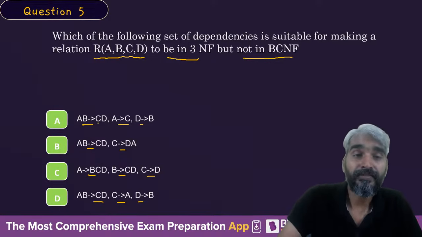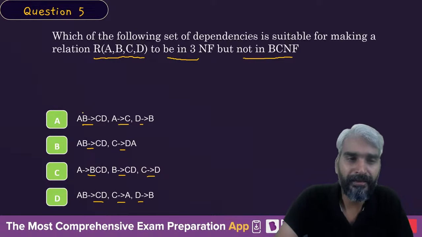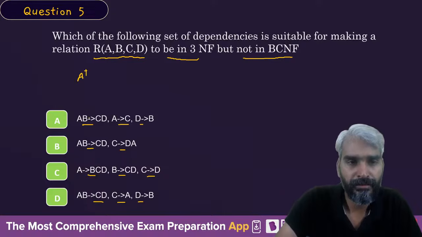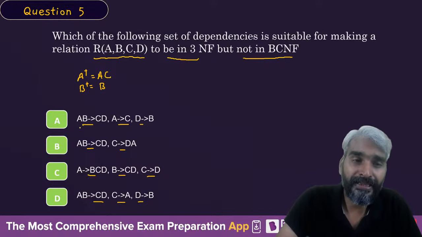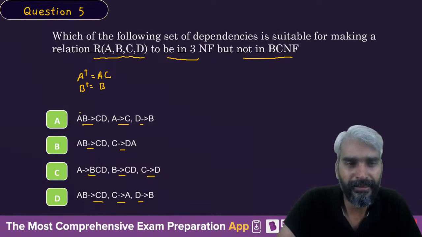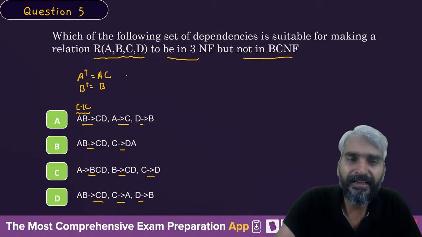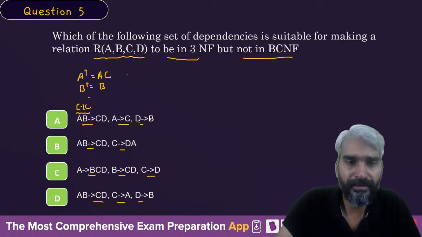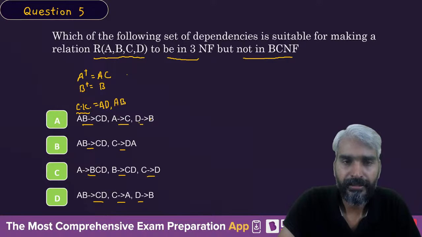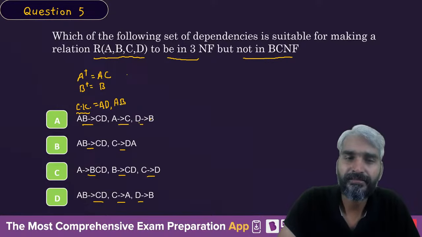So let's see. If these are the FDs, then AB implies CD. Therefore, let's look at the closures. A closure here is what? A to C. A closure will be AC only. What will be B closure? B closure will be B only, right? So neither A alone can determine all the attributes nor B alone. Therefore, AB is actually a candidate key. And if AB is a candidate key, then B can be determined by D. Therefore, AD will also be a candidate key. So the candidate keys will be AD and AB. Anything else? No. So these are the only two candidate keys.